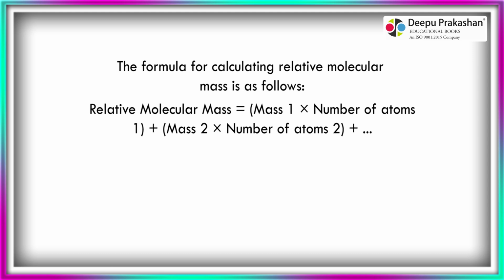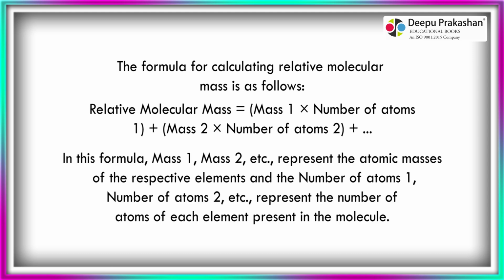Relative molecular mass = mass 1 × number of atoms 1 + mass 2 × number of atoms 2 + ... In this formula, mass 1, mass 2, etc. represent the atomic masses of the respective elements, and number of atoms 1, number of atoms 2, etc. represent the number of atoms of each element present in the molecule.